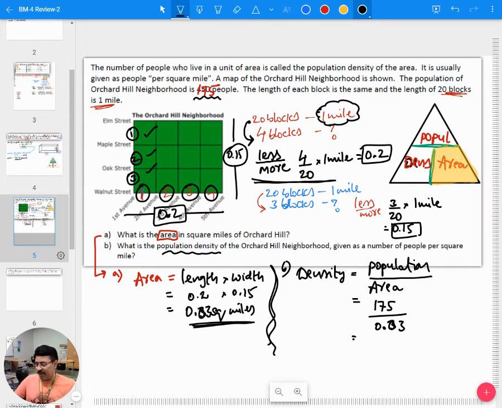That's giving me 5833. As I mentioned before, these numbers may not give you a realistic figure, because in a neighborhood I can't expect this many people per square mile, but I'm just giving you an idea how to do it. Okay, let's go to the next question.